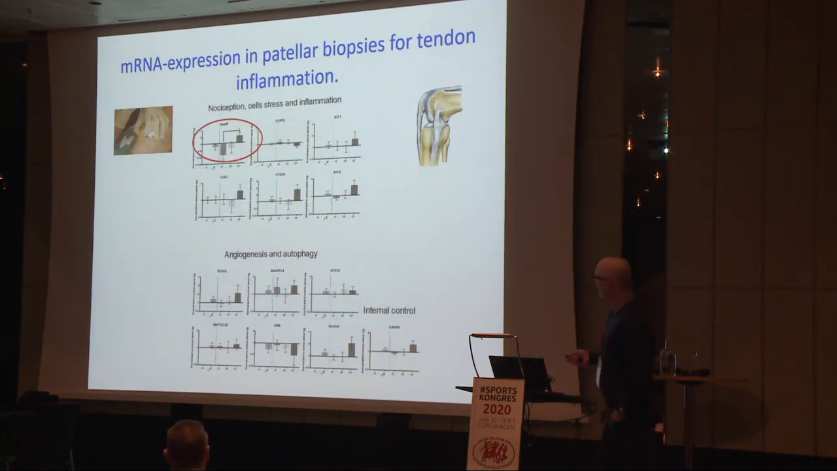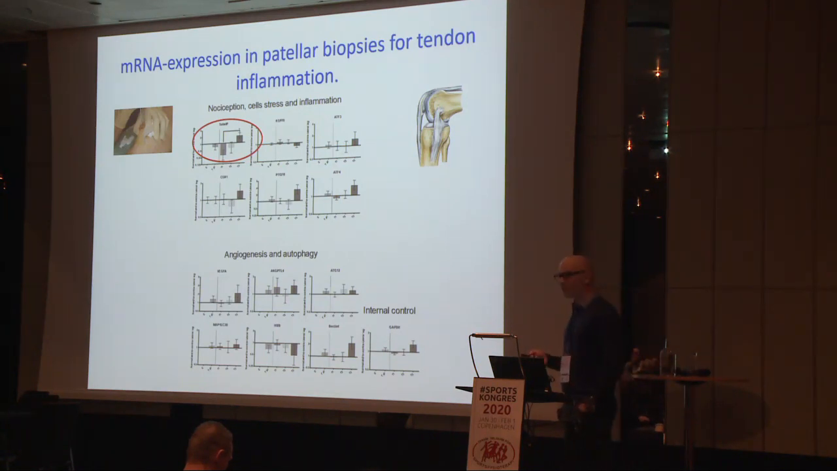Looking into the information on nociception, cell stress, and inflammation, there again only substance P was increased in the later stage, say 2 to 3 months. So there was not any of the other data that was positive for angiogenesis and autophagy. But as I said, I encourage you to hear Michael's talk, where he will elaborate on these data.